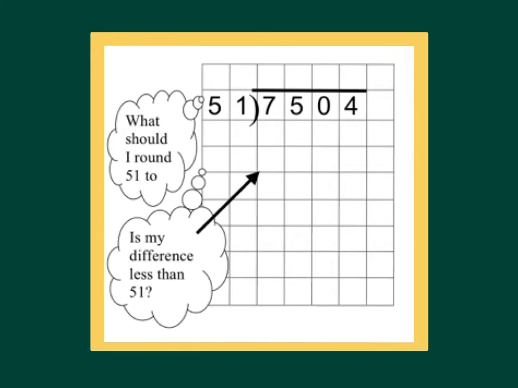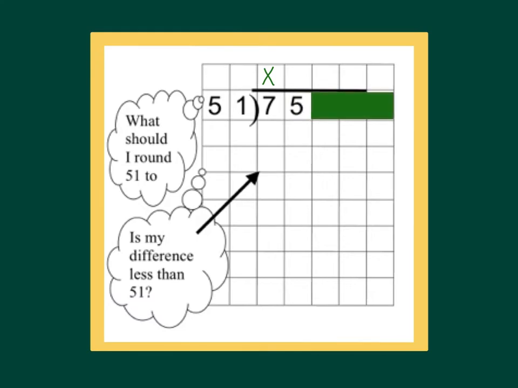Okay, let's look at our next problem. Here I have 7,504 divided by 51. So the first thing I want to do is find out where I'm going to start my answer. So I'm going to start here at the end and decide, can I get any groups of 51 out of 7? The answer is no, so I'm going to put an X above the 7.